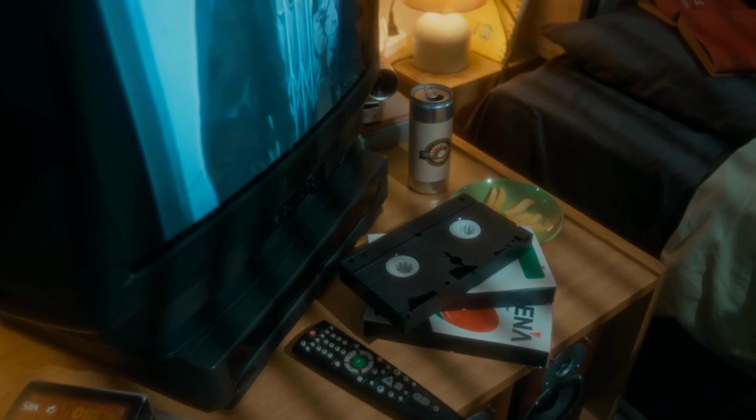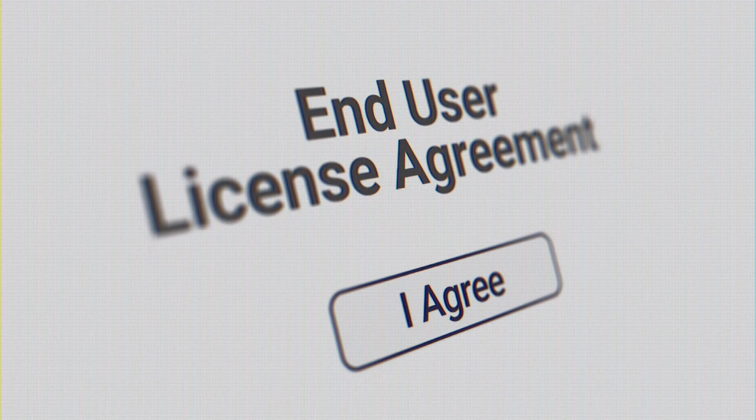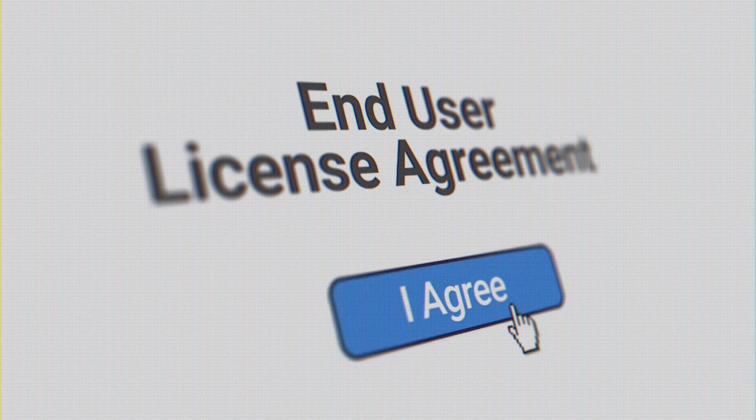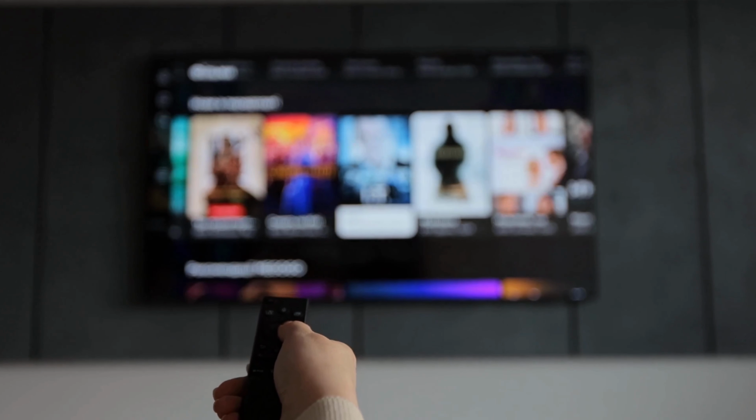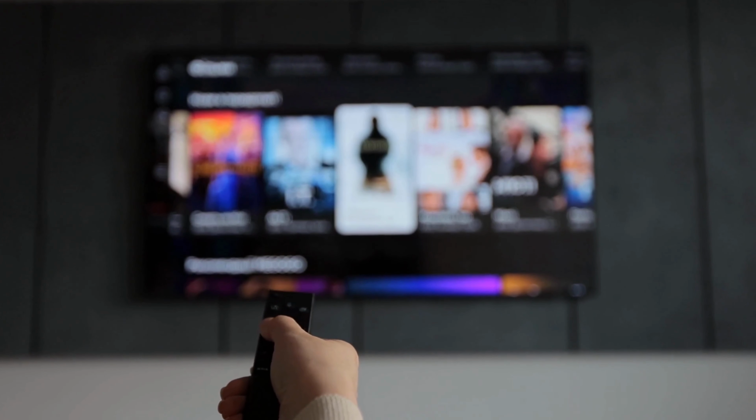And finally, stream responsibly. Always use licensed content and follow your provider's terms of service. Responsible use keeps IPTV safe, stable, and enjoyable for everyone.